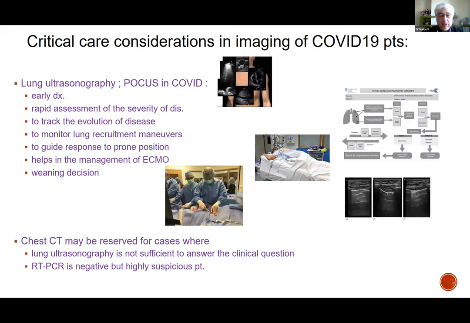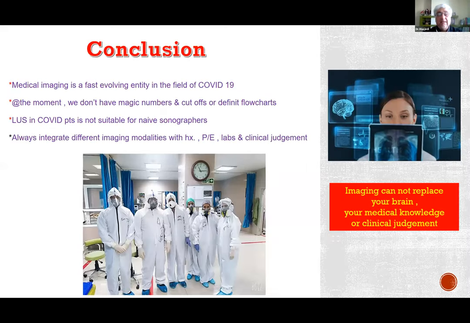Chest CT may be reserved for cases where lung ultrasonography is not sufficient to answer the clinical question. If RT-PCR is negative but highly suspicious, these patients may also need chest CT. And at the last, medical imaging is a fast evolving entity, especially in a very new field such as COVID-19. At the moment, we don't have magic numbers and cutoffs or definite flowcharts. Lung ultrasonography in COVID patients is not suitable for naive sonographers, and always integrate different imaging modalities with history, physical exam, labs, and clinical judgment.